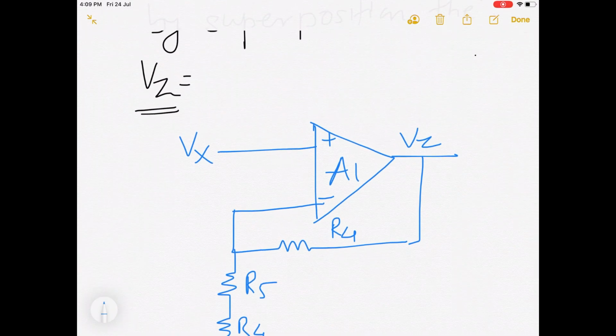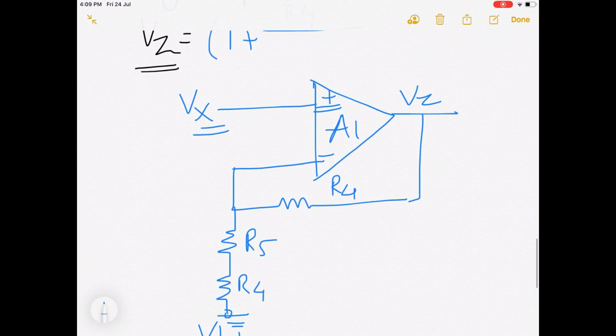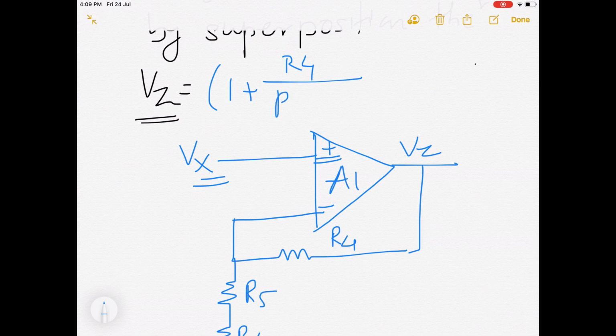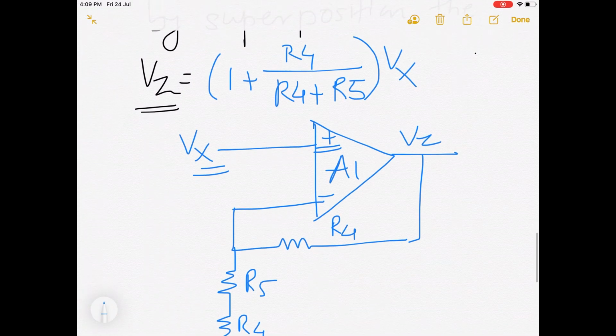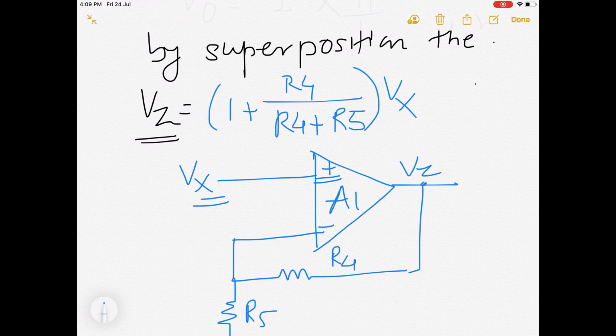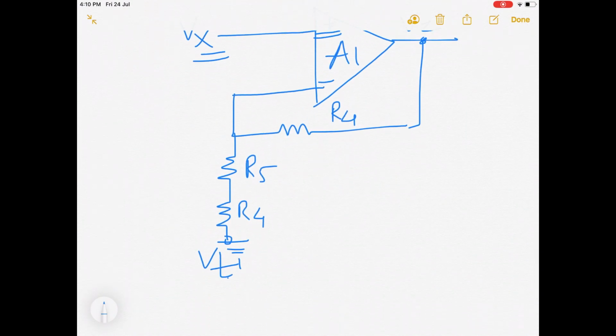So, when we make this ground, this Vx we are applying at the plus terminal, that means this one is a non-inverting amplifier. The non-inverting amplifier gain can be calculated by 1 plus Rf upon R1, right. So, here the feedback resistor is nothing but R4 and R1 is nothing but R5 plus R4, so (1 + R4/(R4+R5)) into Vx. So, this is the output, that is Vz, when your Vt is grounded. Okay.